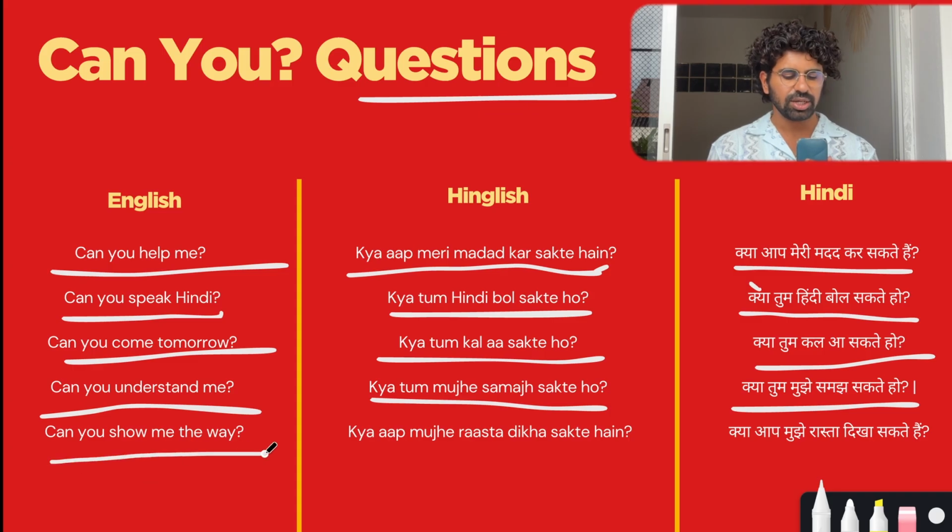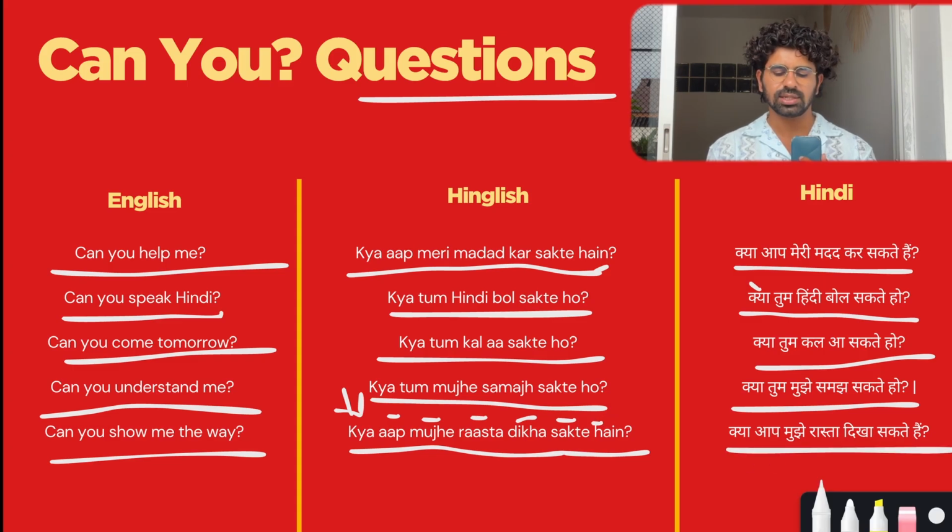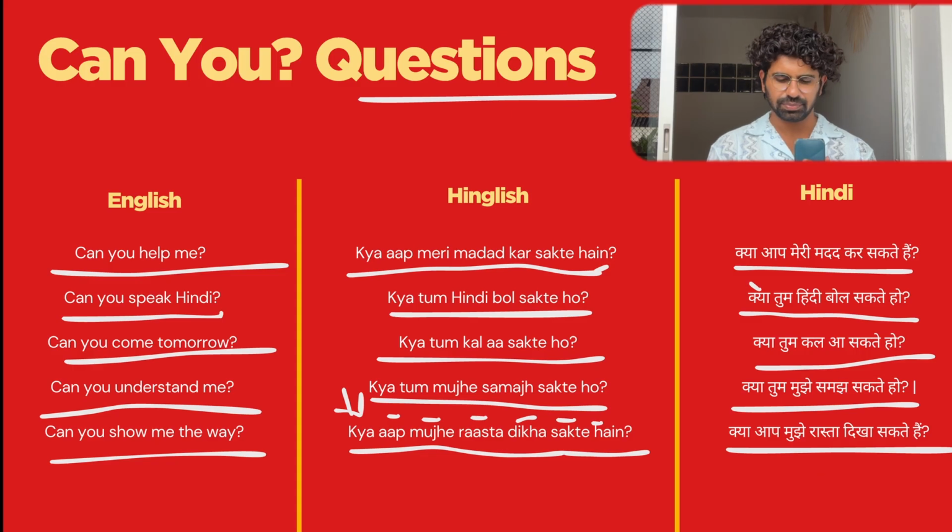Then we have can you show me the way? क्या आप मुझे रास्ता दिखा सकते हैं? So क्या again the question form. आप is you, मुझे is to me, रास्ता is the way, दिखाना is to show, and then सकते is can, and then है. क्या आप मुझे रास्ता दिखा सकते हैं? Can you show me the way? Perfect. So these were the cans with question forms.